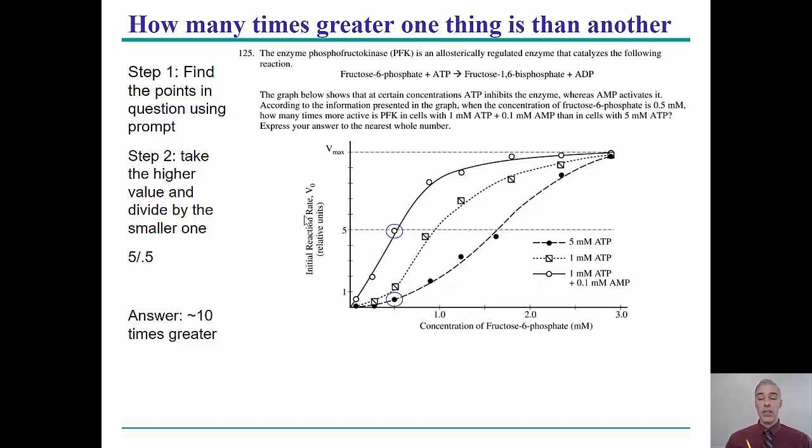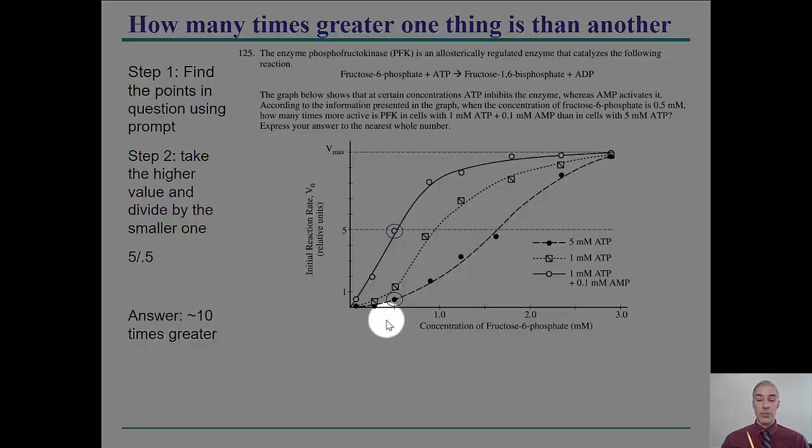So what we did was, in this case, the graph below, I'll just read from here. Don't worry about all of the rest of it. It's about an enzyme converting one molecule to another. The graph below shows that at certain concentrations, ATP inhibits the enzyme, whereas AMP activates it. According to the information presented in the graph, when the concentration of fructose 6-phosphate is 0.5 millimoles.